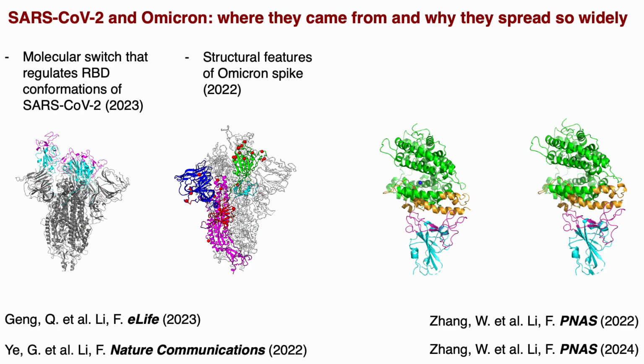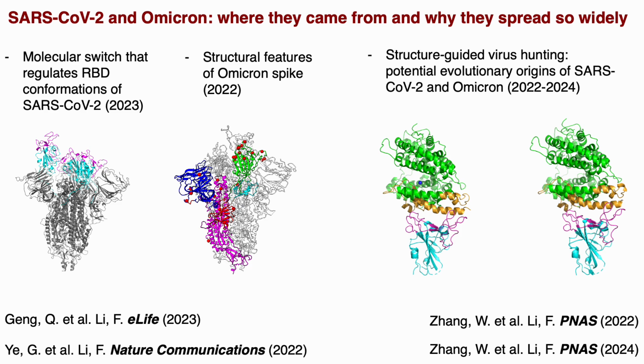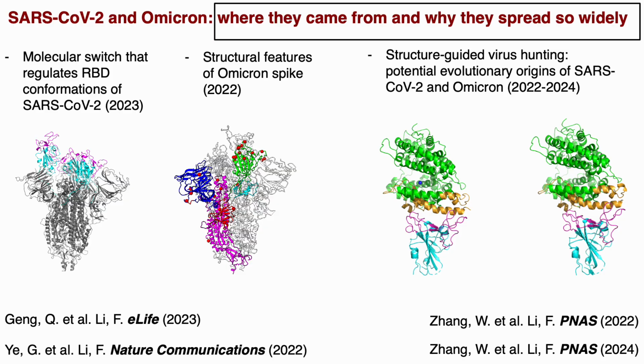We identified unique structure features of the Omicron spike protein, which allowed Omicron to spread even more widely than the original SARS-CoV-2. We pioneered an approach called structure-guided virus hunting to understand cross-species transmission and potential evolutionary origins of SARS-CoV-2 and Omicron. Our approach is now being widely used in virology. Overall, our research determined the most fundamental molecular mechanisms for the COVID-19 pandemic and explained where SARS-CoV-2 and Omicron came from and why they spread so widely.